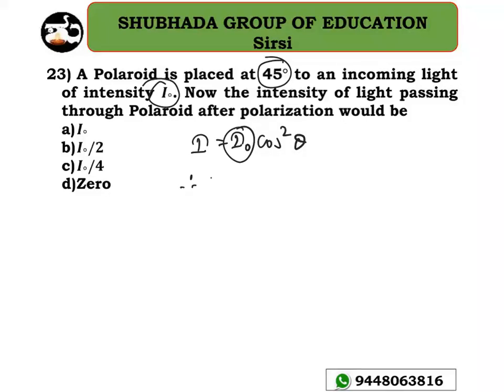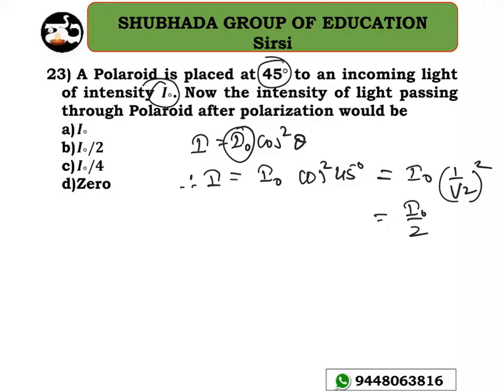So that's the reason why the intensity of the polarized light must be I naught into cos square 45 degree, right? In the sense, you know that cos of 45 degree is 1 by root 2. So I naught into 1 by root 2 the whole square, that is I naught divided by 2. So the intensity is going to be I naught by 2.